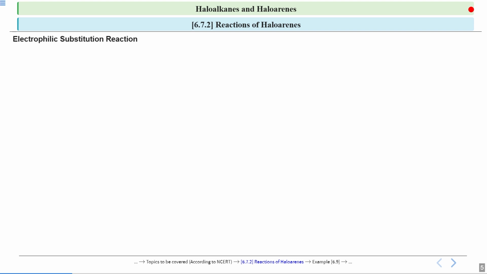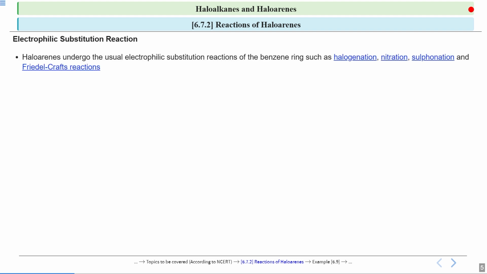So let's begin our today's first topic, that is the reactions of haloarenes, in which first of all we will study the second major category of the reactions shown by the haloarene, that is electrophilic substitution reaction. Until now we have covered the reactions of haloarene followed by nucleophilic substitution. Today we are going to cover the electrophilic substitution reactions of haloarenes.